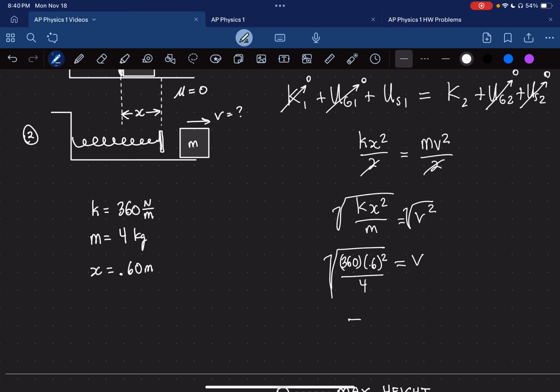Say 5.7 meters per second. Looks good to me there.